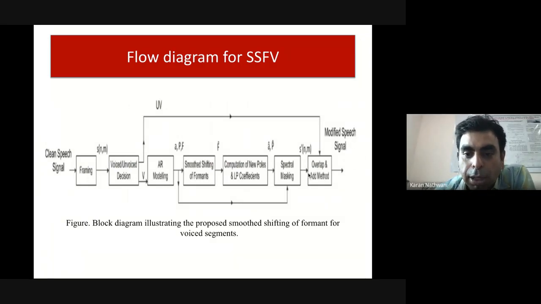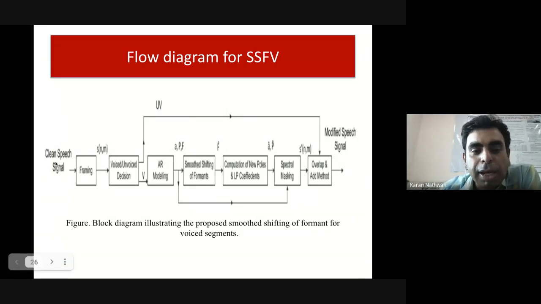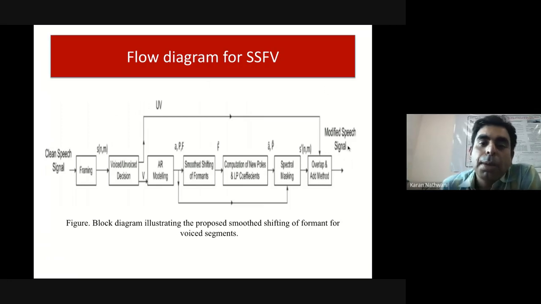a modified signal. But there is another approach which I have not talked about, that is unvoiced. We have not done anything. We have just taken the unvoiced segments and passed them to the overlap add method. It will just be used in the synthesis, because they are the initial segments which were there in the clean speech. The same segments will be present in the modified speech. So I'm just modifying only the voiced segments.